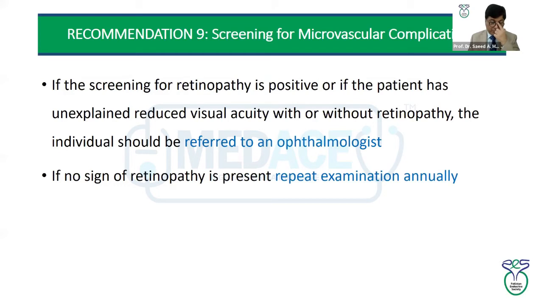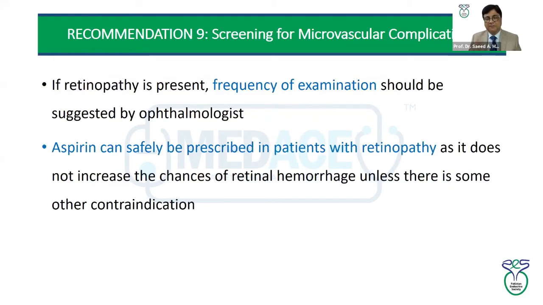Sometimes the patient comes to the clinic with unexplained visual problems that we cannot see with the simple ophthalmoscope. Definitely these are the patients who should be sent to the ophthalmologist for a proper slit lamp examination. If the signs of retinopathy are present, then the exam should be repeated annually, or its frequency should be suggested by the ophthalmologist. So if the ophthalmologist thinks this patient should be seen every 6 months, you should go every 6 months as suggested.